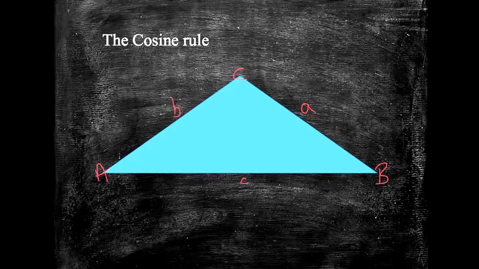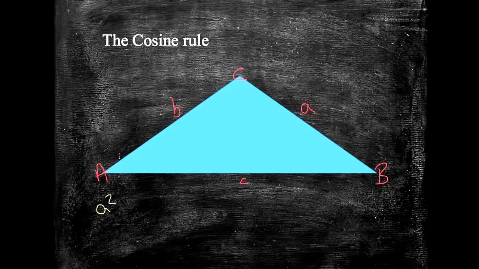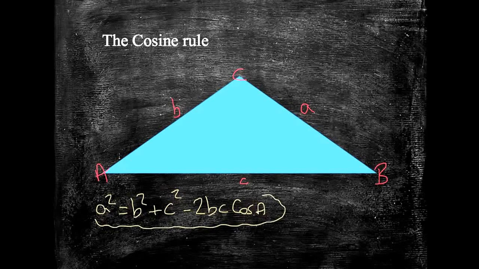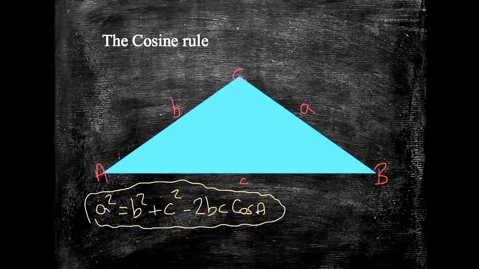Okay, you are given the cosine rule in your exam, but only one form of it. The form that you're given is for finding a missing side, and it says a squared equals b squared plus c squared minus 2bc cos A. So you're given this formula. The minus 2bc cos A is minus 2 lots of b times c times cos A, remembering that cos A will just be a number.